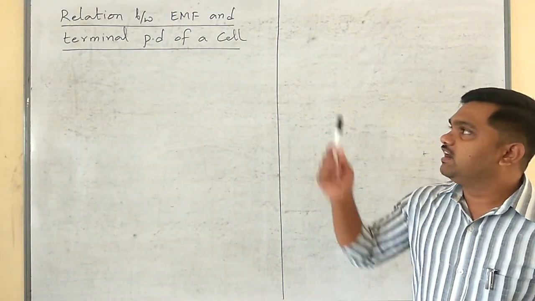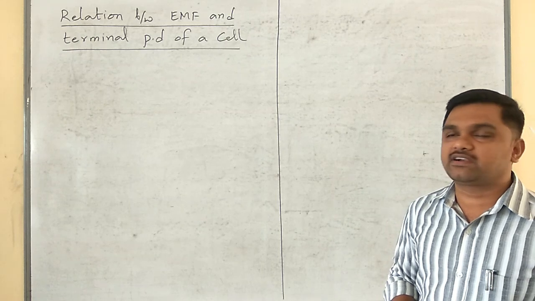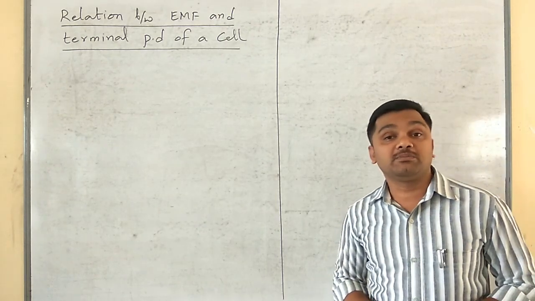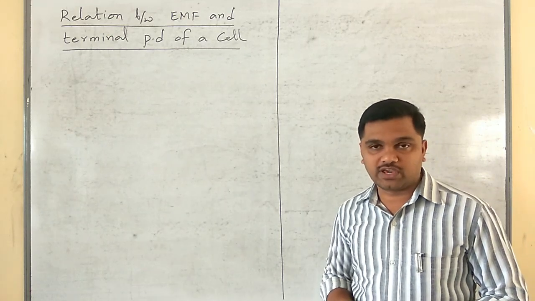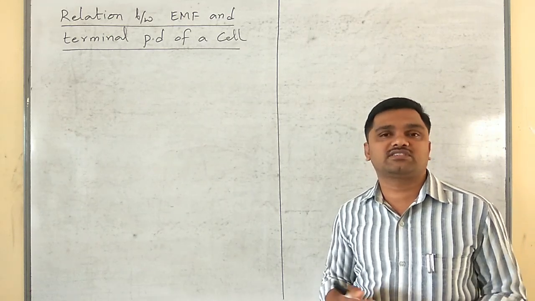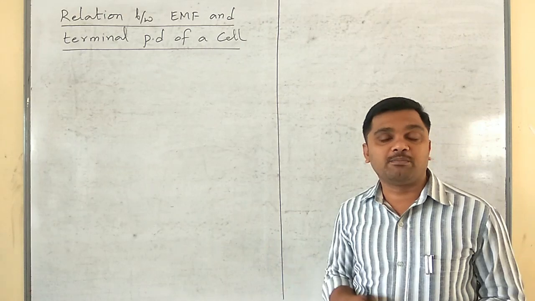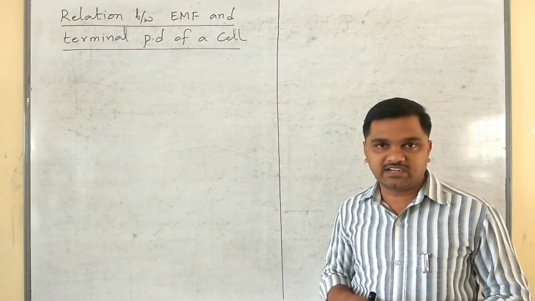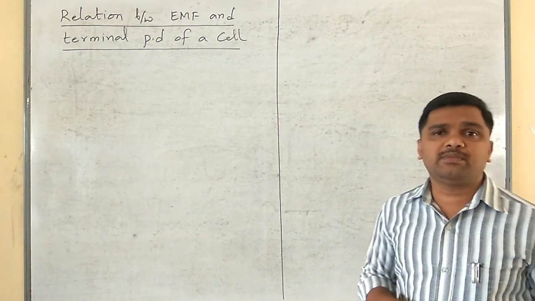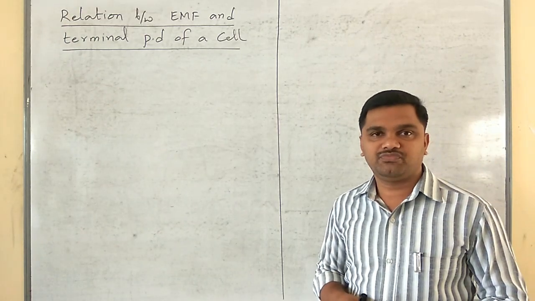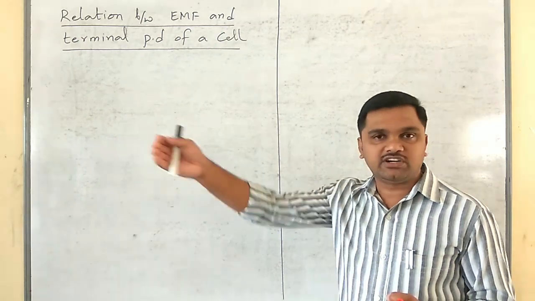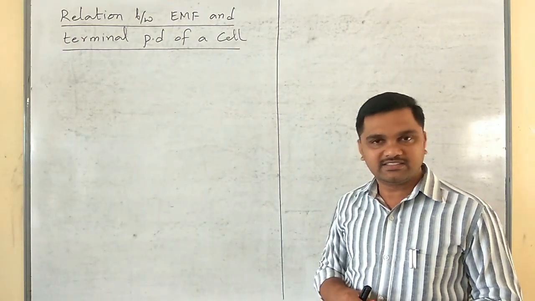In this class, let us discuss one 3-mark important derivation, that is the relation between EMF and terminal PD of a cell. In the last class, we discussed a cell, its EMF, terminal PD and its internal resistance, isn't it? So what is the meaning of the word cell? A cell is a device which converts chemical energy into electrical energy.